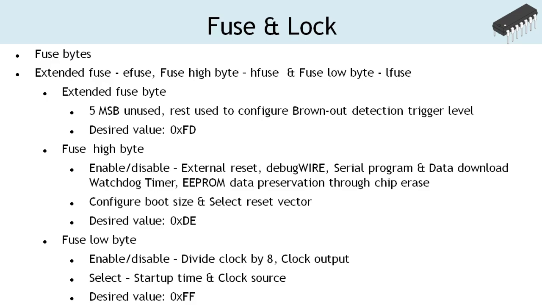It is important that fuse and lock bytes are programmed with the values mentioned. For example, the default value of the clock select in fuse low byte selects the internal RC oscillator at 8 MHz. But we are using a 16 MHz external crystal oscillator, so the clock select must be initialized to the binary value 111.